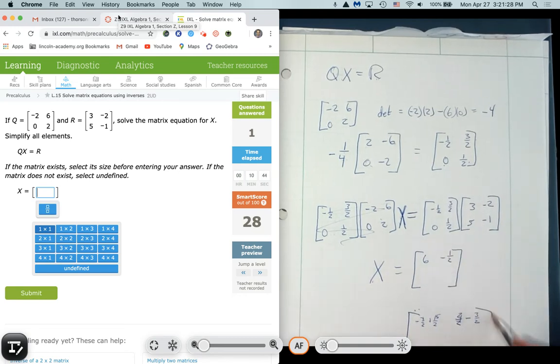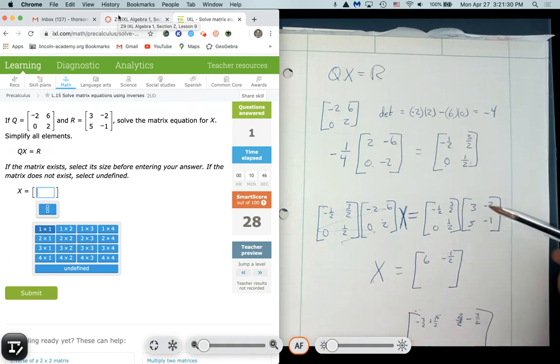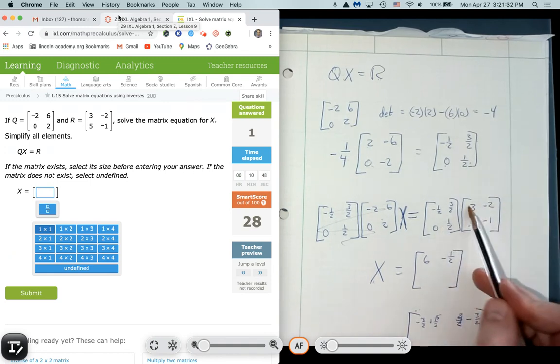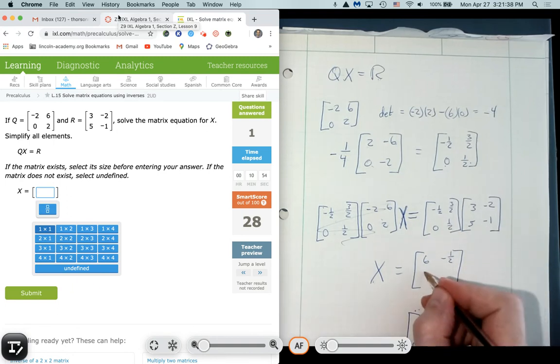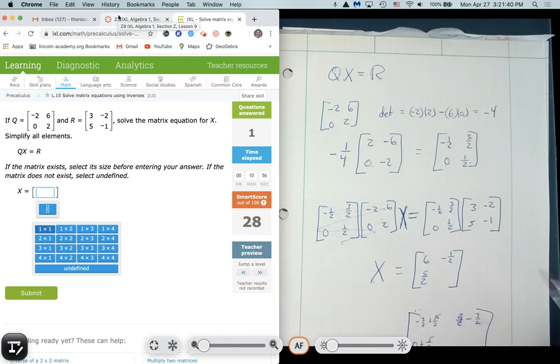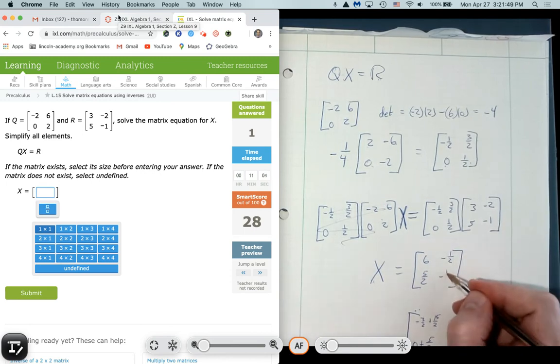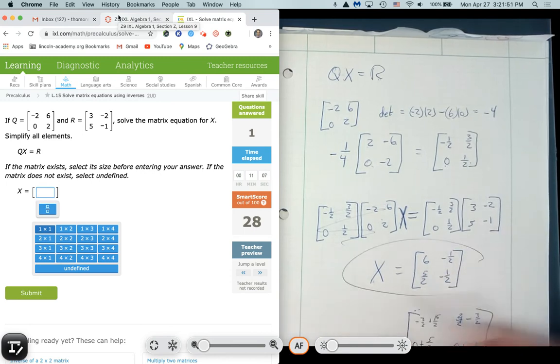Now I'm going to move down to my second row, first column. 0 times 3 is 0. So I have 0 plus 1/2 times 5 is 5/2. So this term here is 5/2. Now I'm going to do 0 times negative 2 is 0, plus 1/2 times negative 1 is negative 1/2. So I get negative 1/2. And there is the solution to my expression.